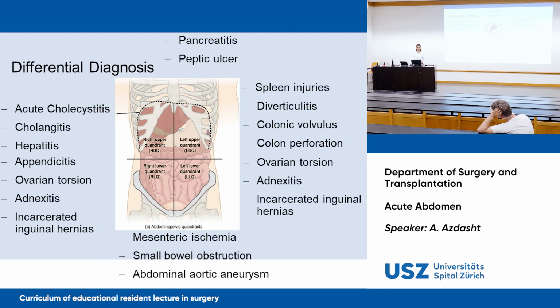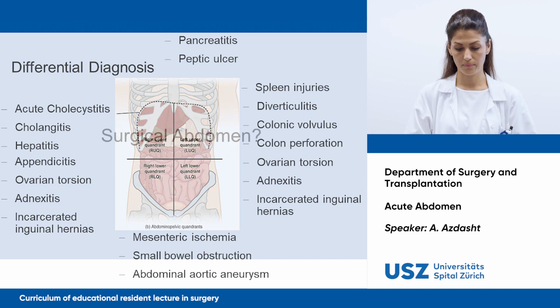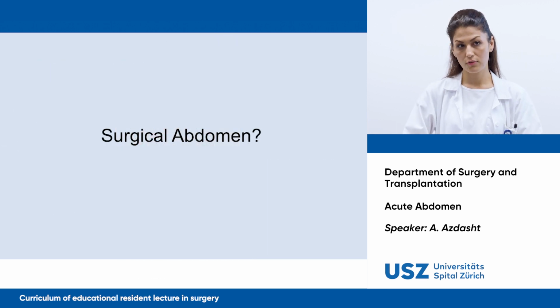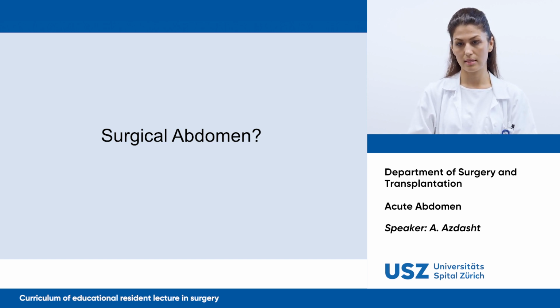So if you see this slide, you see that there are multiple causes that need to be considered, and this listing is not even complete. There's even way more. For surgeons, of course, it's important to know, is the acute abdomen a surgical abdomen, meaning an acute abdomen that requires surgical treatment? Often these two terms are used as synonyms, but as you know, not all acute abdomens are treated appropriately with surgical intervention.